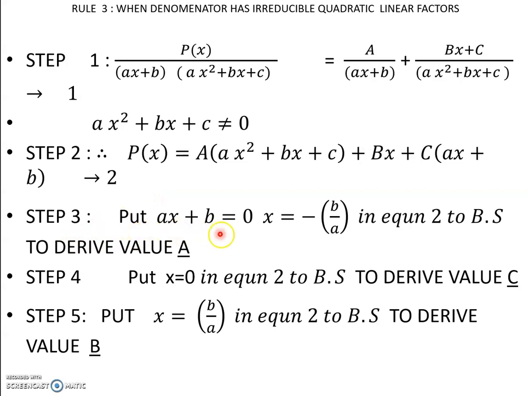Put ax plus b equal to 0, that means x equal to minus b upon a, in equation 2 to both sides to derive the value of A. Step number 4: put x equal to 0 in equation number 2, to both sides derive the value of c. Step number 5: put x equal to b upon a in equation 2 to both sides to derive the value of b.